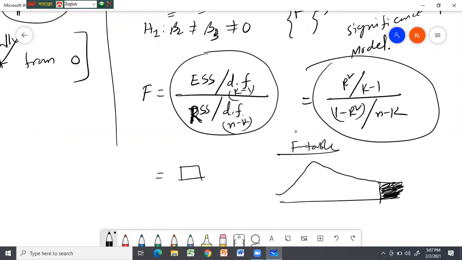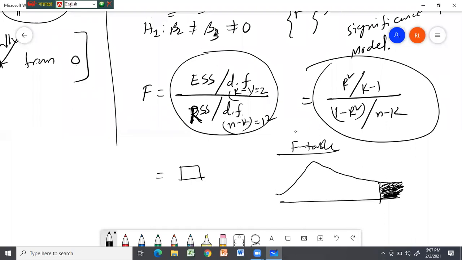So in the numerator portion your degrees of freedom is k minus 1, and in the denominator portion it is n minus k. K minus 1: we have 3 for k here, so 3 minus 1 equals 2 degrees of freedom. And n minus k: we have n as 15. K means the total number of coefficients including the intercept term. So 15 minus 3, that means 12. So in the numerator portion degrees of freedom is 2, and in the denominator portion degrees of freedom is 12. Okay, with that you will find the value in the F table, that is your tabulated value.